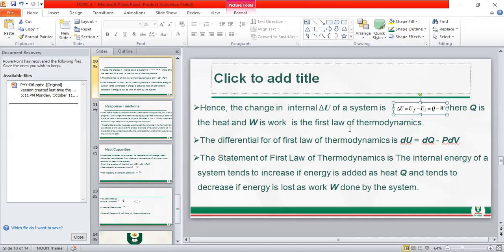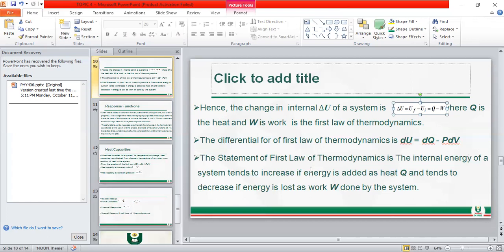So this is the simple expression for the first law of thermodynamics. The differential form is dU equals dQ minus dW. So the change in internal energy is equal to the change in quantity of heat minus work done. The statement of the first law of thermodynamics is the internal energy of a system.